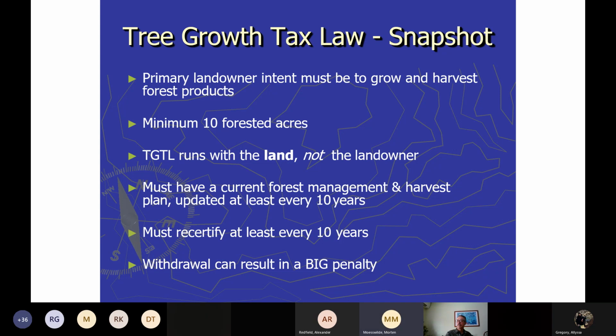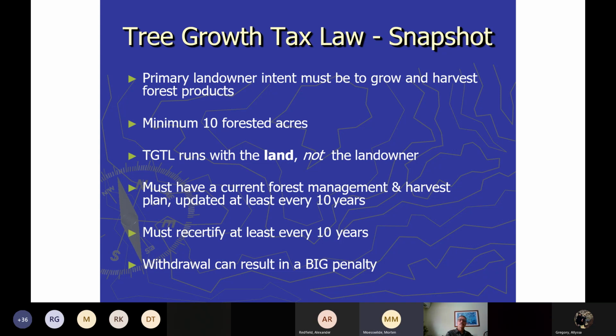Another feature is that once land is enrolled in the tree growth tax program, that enrollment, that status, runs with the land regardless of who owns the land. So when it is transferred, it remains in tree growth, and those responsibilities then pass to the new landowner. So that's a really important feature to remember for people who, again, hopefully will have the intent of retaining their land, holding on to it for a long period of time.